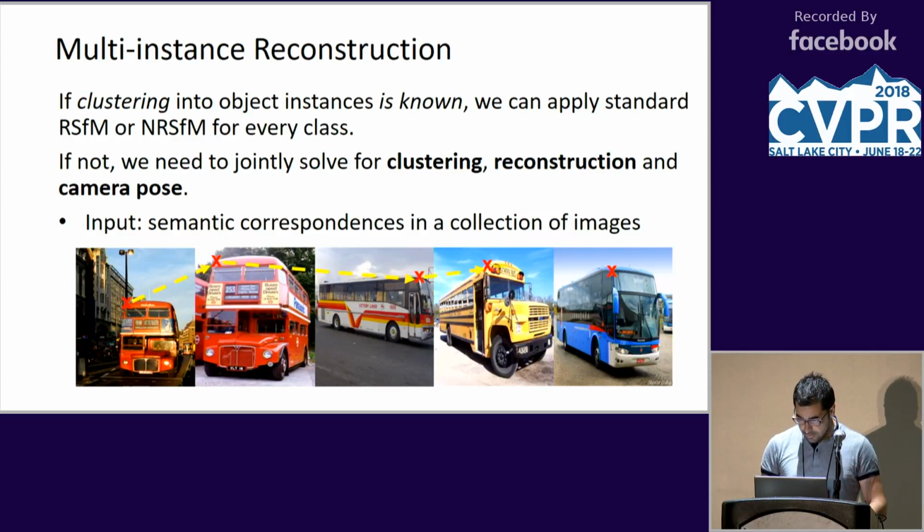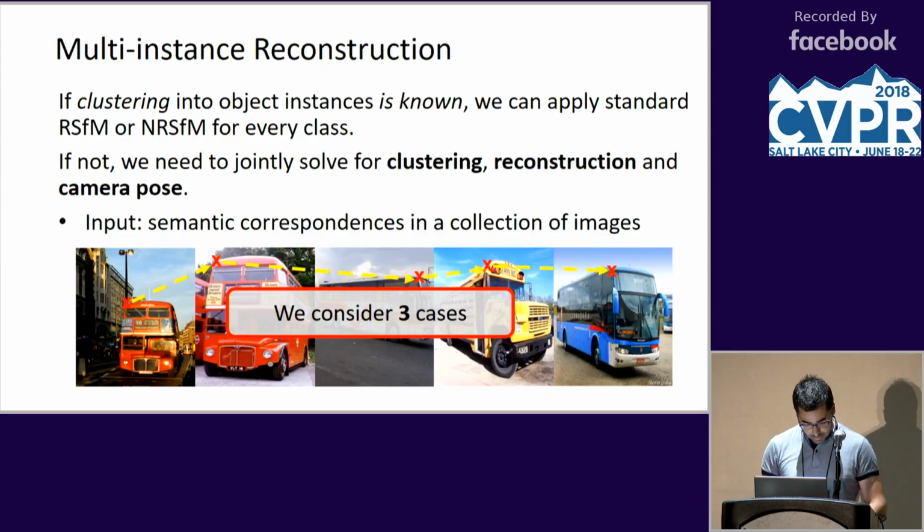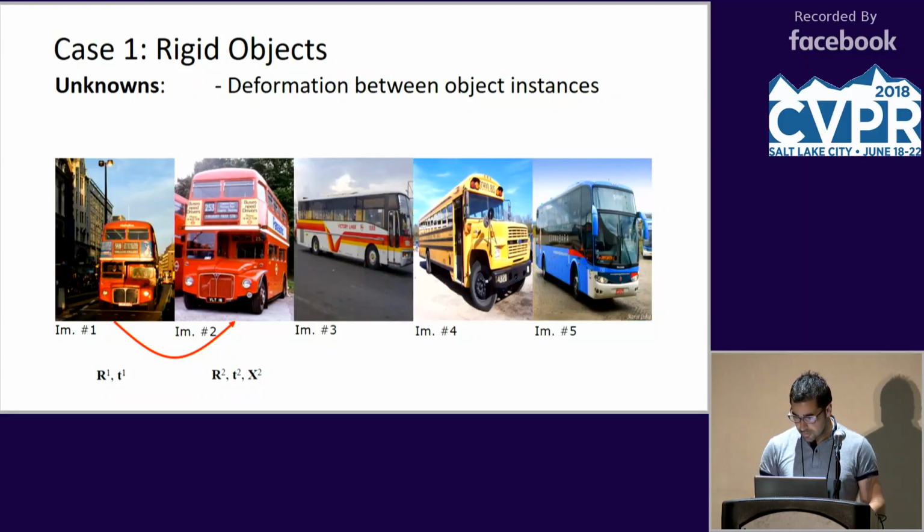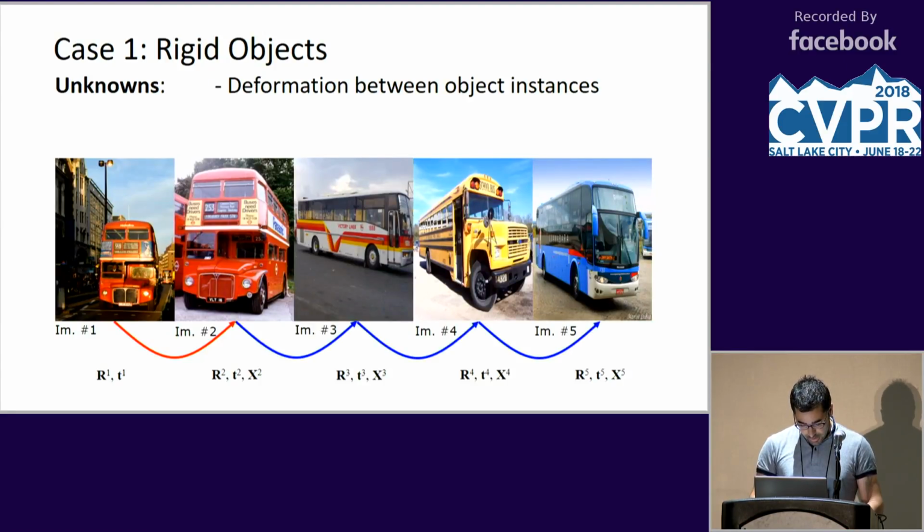In this paper, we consider three scenarios. First of all, we analyze a collection of images where rigid objects appear. For example, in this case, we have the same object in two different pictures. As you can see, only the camera pose is different for every image. However, when we include more images, even the 3D model can change due to a deformation between object instances.